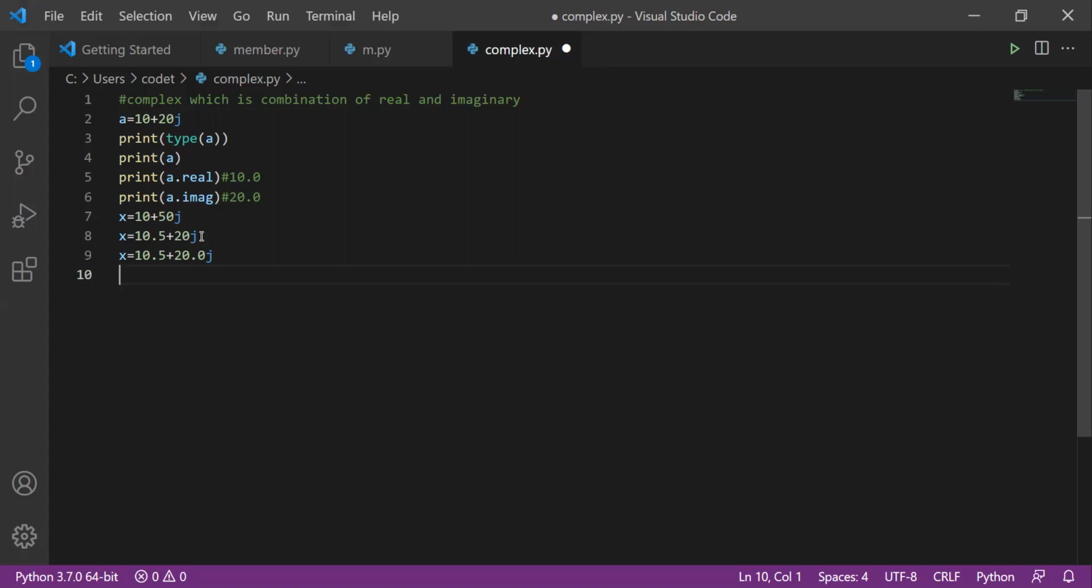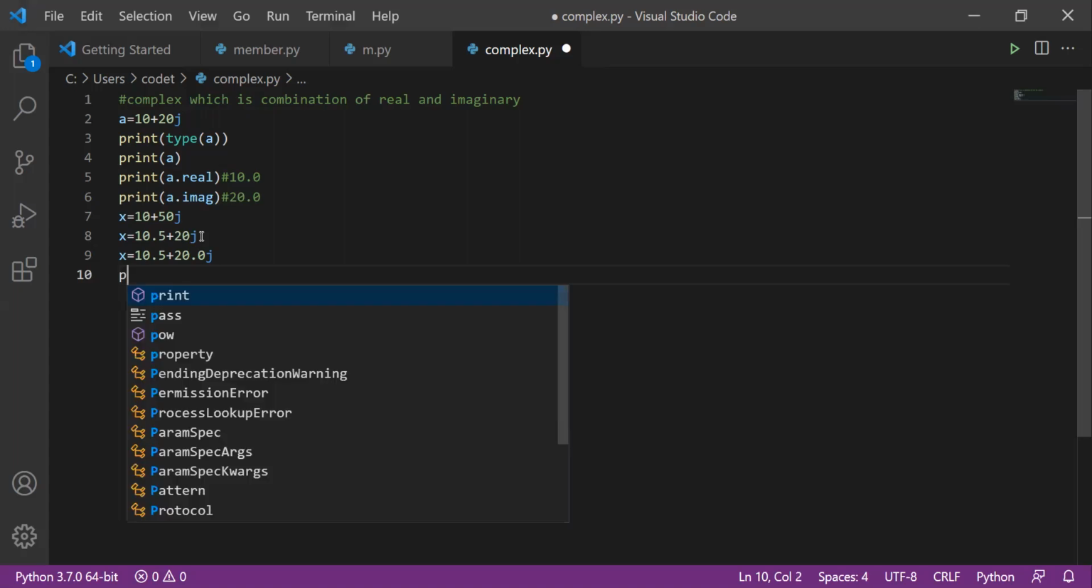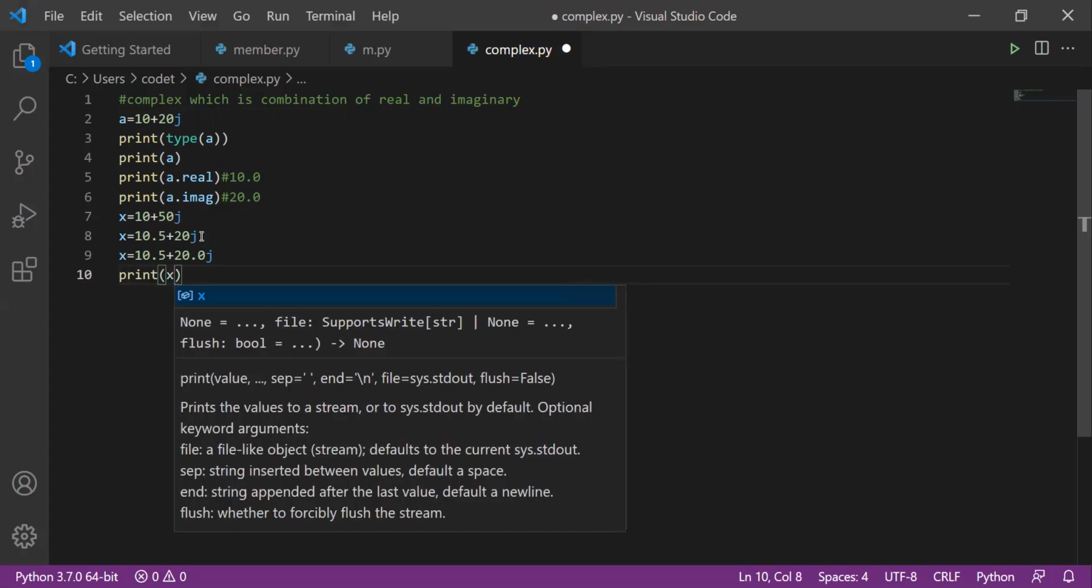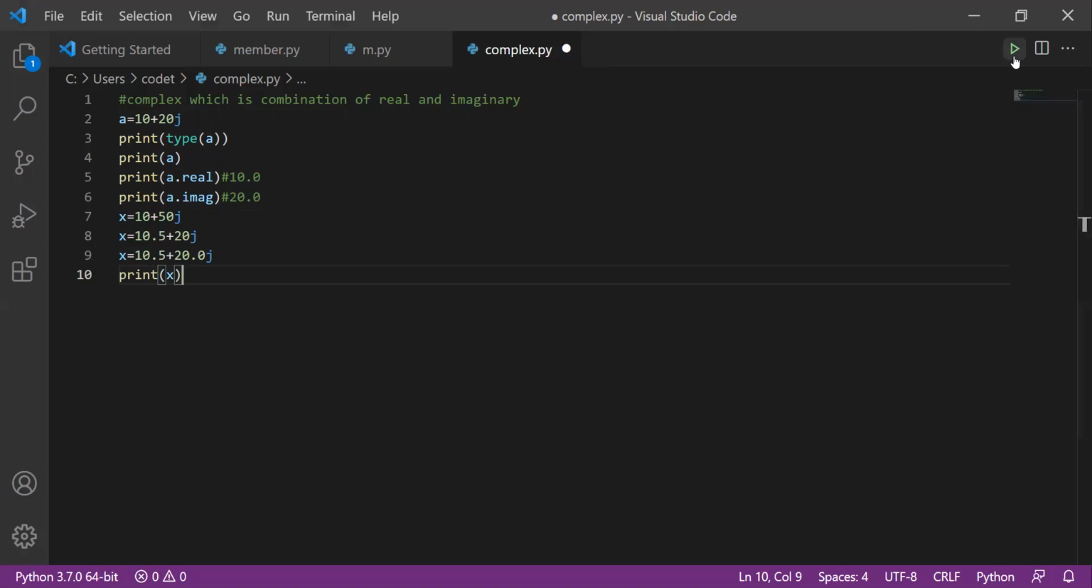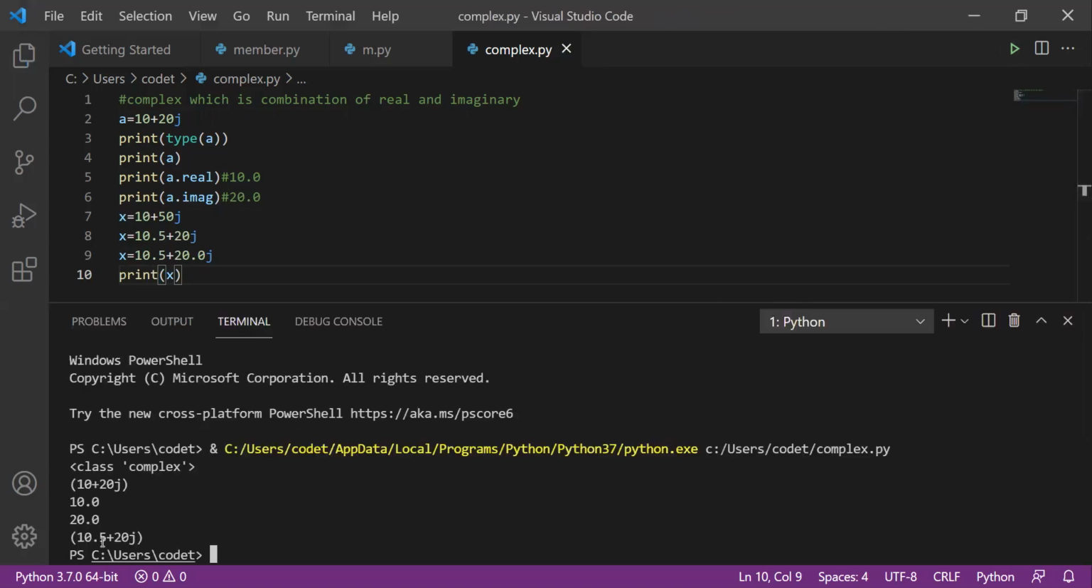You can declare a complex variable in three ways. x equals 10 plus 50j, where both are integers. x equals 10.5 plus 20j, which has a decimal real part and an integer imaginary part. And the third one is a completely decimal combination. If you write print of x, you will get the value which is stored most recently. Now see the output: 10.5 plus 20j. It removes the decimal zero and we got the output.